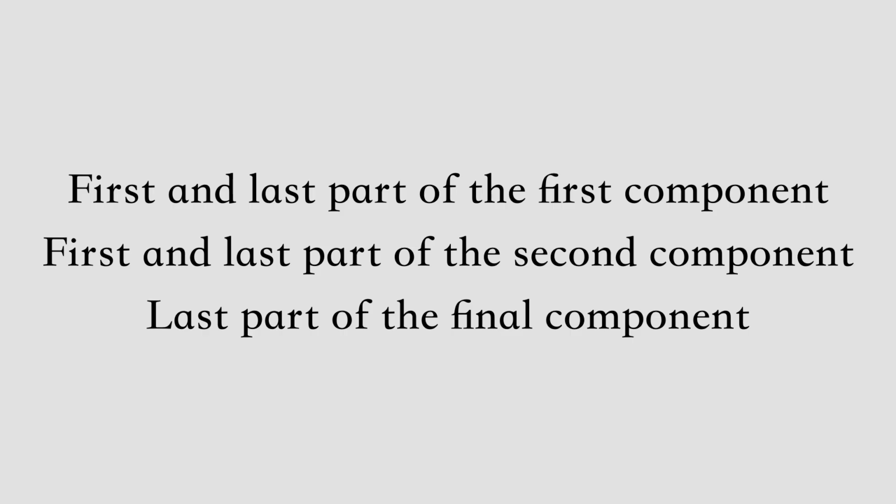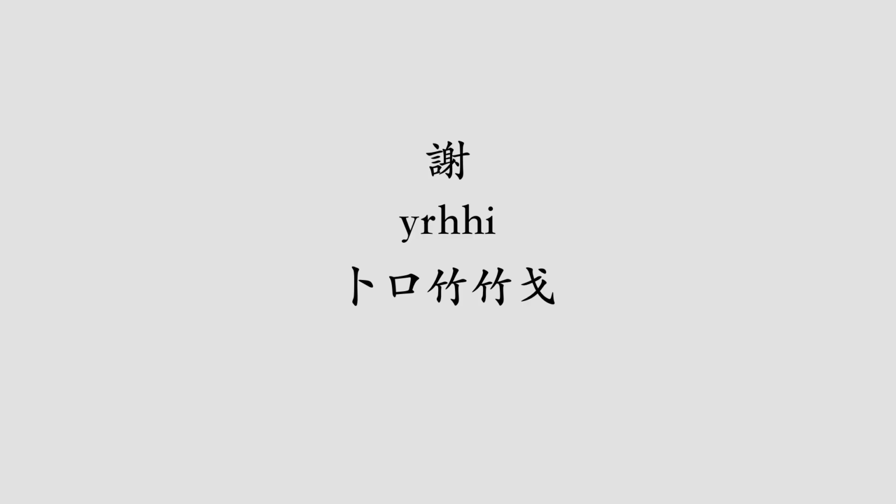However, you can break the character into 3 parts, then you would type it this way. For the first part, the one on the left, you would type the first and the last code. Second part, or the middle part, you would type the first and last code. Then for the final part, the one on the far right, you would just type the final code, as in the last code of that one. So for example, xie, as in xie xie, you would type Y, R, H, H, and then I for the final component. Pretty easy, is it not?